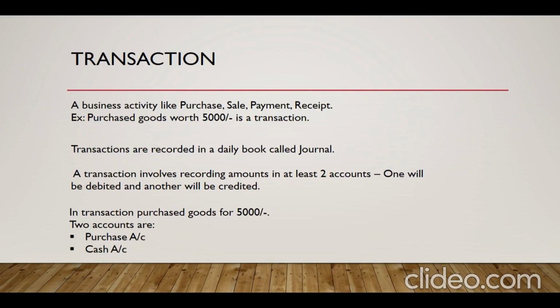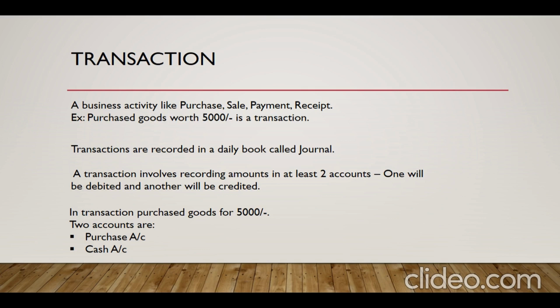Alright, so now we will talk about transactions. So what is a transaction? It is a business activity like purchase, sale, payment, or receipt of cash. So any such business activity is a transaction. For example, purchase goods worth 5,000 is a transaction, and these transactions are recorded in a daily book called a journal. And when you record transactions, there are at least two accounts which are involved in the transaction. So one account would be debited and the other would be credited.